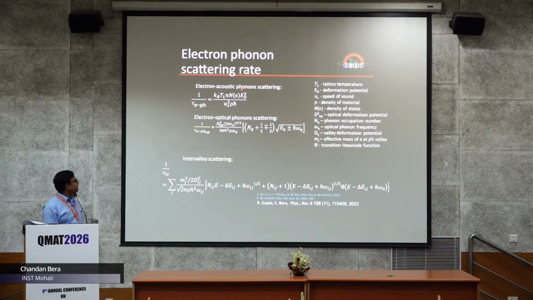So the electron-phonon scattering rate we define by these equations. These are for different parts: electron and acoustic phonon scattering, and we can also calculate electron optical phonon and intervalley scattering. I am not going into details of these equations. I only want to say that in all these equations there is no fitting parameter. Almost all the terms are calculated using deformation potential theory.